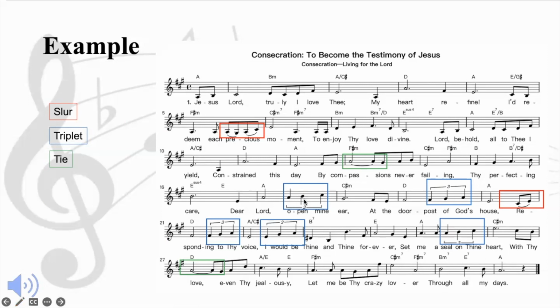So these 3 originally are quarter notes. They should be played as one beat each, but because they are a triplet, these 3 equal 2 beats. So it is like we divide 2 beats into 3. So it will be like this. It sounds like 3, but it's played within 2 beats.